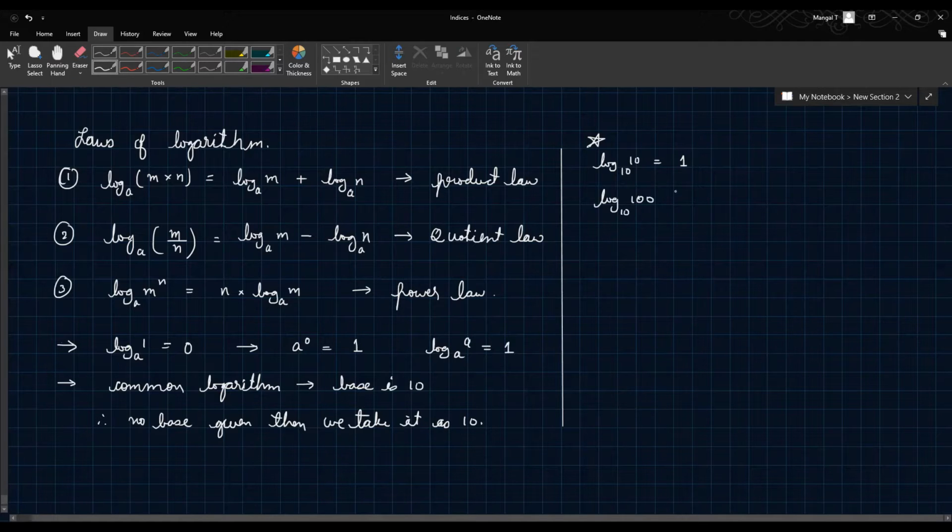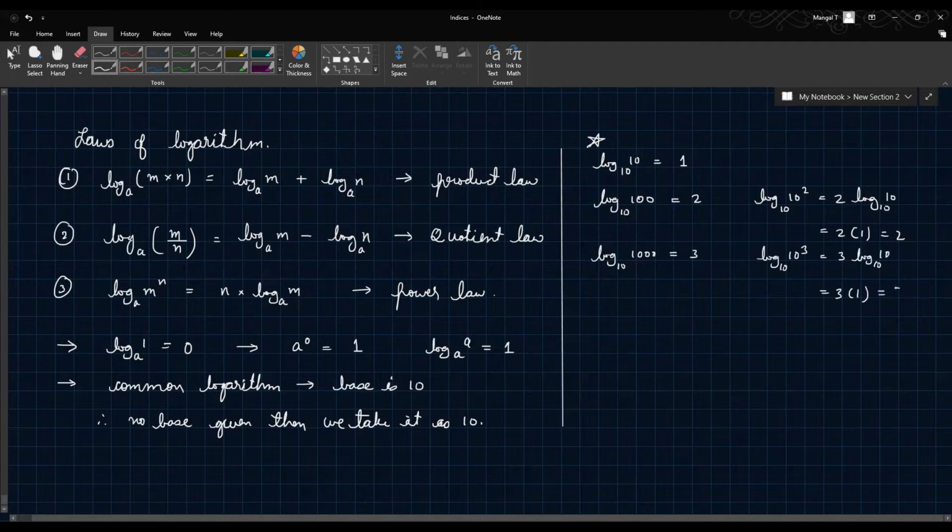Now log 100 to the base 10 is 2. The working I'm showing you, because 100 can be written as 10 squared. So that is 2 times log 10 to the base 10. That is 2 times 1, that is 2. So if you have 1000, that will be 3. Because 1000 is 10 cubed. So that is 3 times log 10 to the base 10. That is 3 times 1, that is 3.